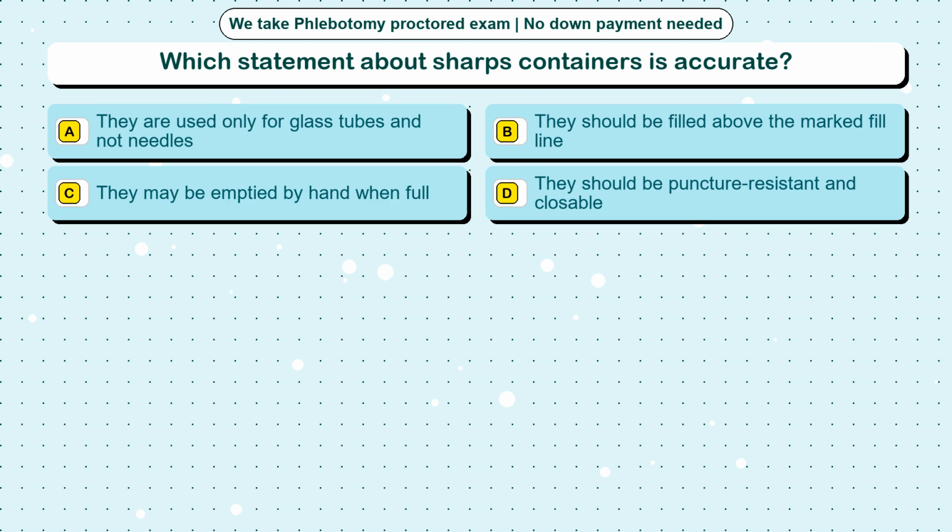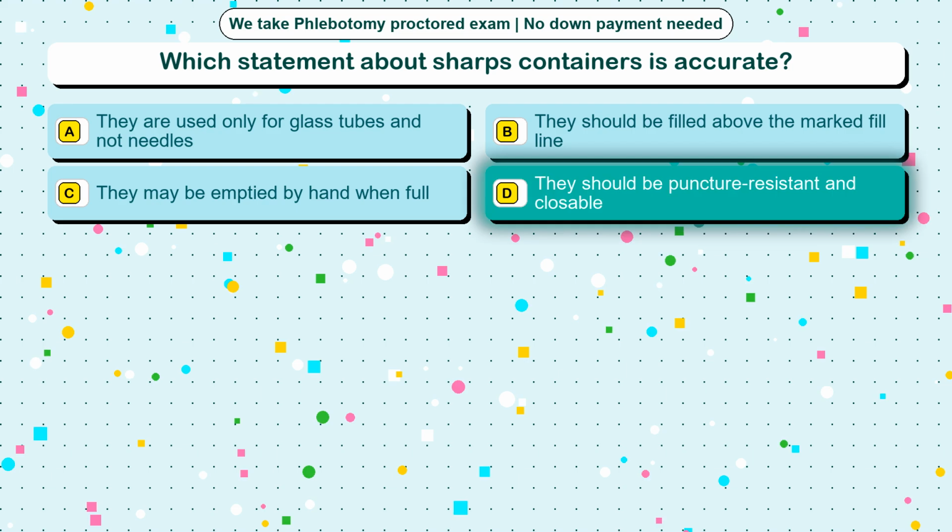Question 30. Which statement about sharps containers is accurate? Option A, they are used only for glass tubes and not needles. Option B, they should be filled above the marked fill line. Option C, they may be emptied by hand when full. Option D, they should be puncture-resistant and closable.